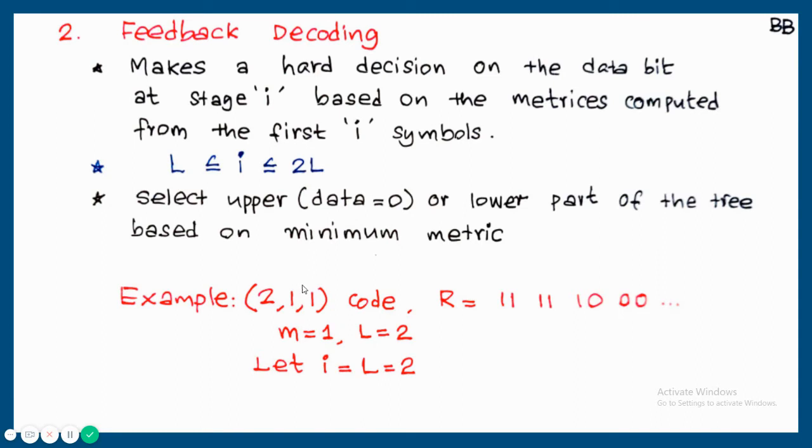Example: 2, 1, 1. Received code is 1, 1, 1, 1, 1, 0, 0, 0, etc. For this case, M is equal to 1. M is this number in N, K, M. M is equal to 1 and constraint length is M plus 1, so L is equal to 2. So we can select 2 or 3 or 4. For this example, I am selecting I is equal to 2.